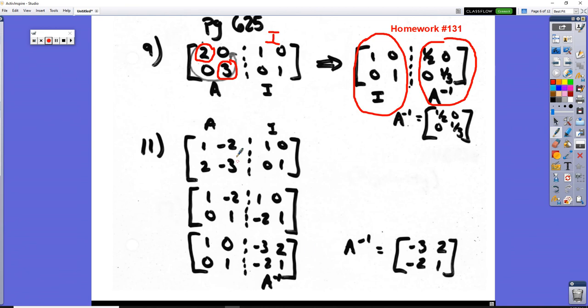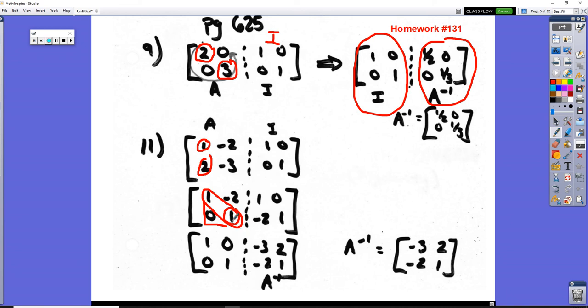Problem number 11 is this process. This is the matrix they gave you, 1, -2, 2, -3. It was square, so I attached an identity matrix of equal size next to it. I wanted to make sure that the top left corner was a 1, and it is. So then I used the top row multiplied by -2 to turn this spot into a 0. So that's going to give me a new bottom row of 0, 1, -2, 1. The next thing I would have to do is normally turn this spot into a 1, but it already is. So I'm now in what we would call row echelon form.